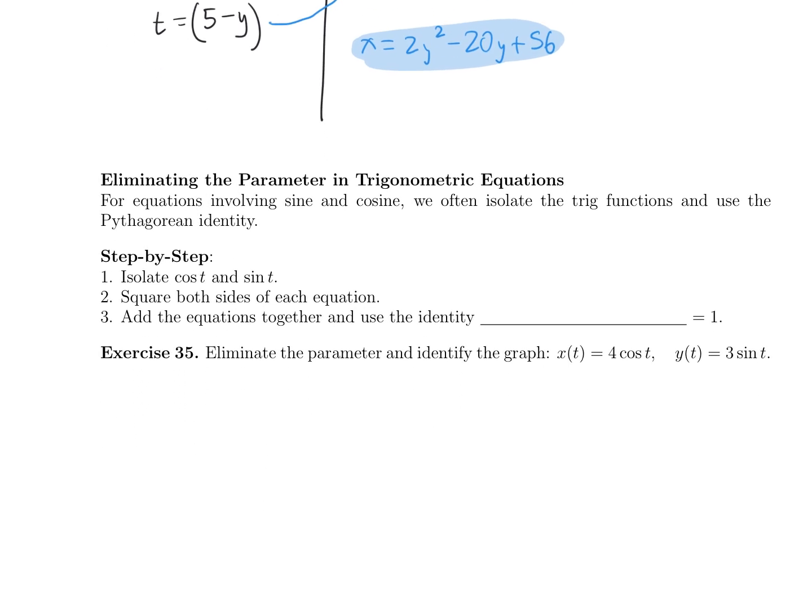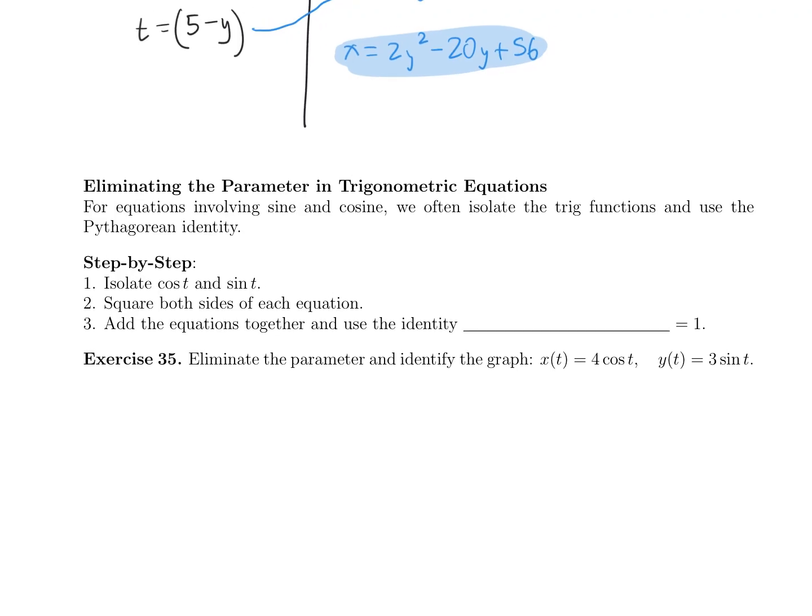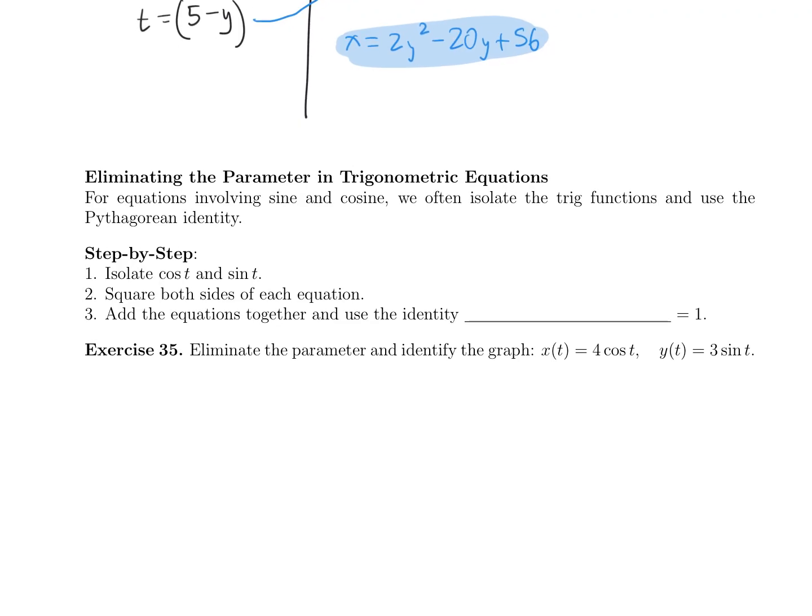So here's what they say. You want to isolate the trig function and then use a Pythagorean identity. So step one is to isolate the cosine and the sine, square both sides of the equation, and then you can add those equations together and use the famous identity, sine squared plus cosine squared is equal to 1.